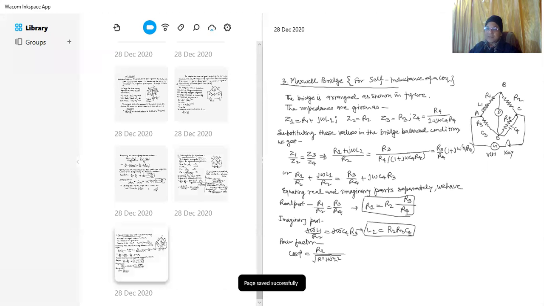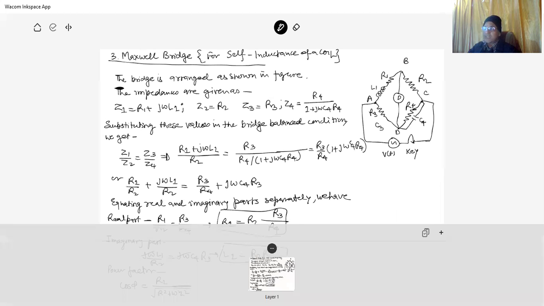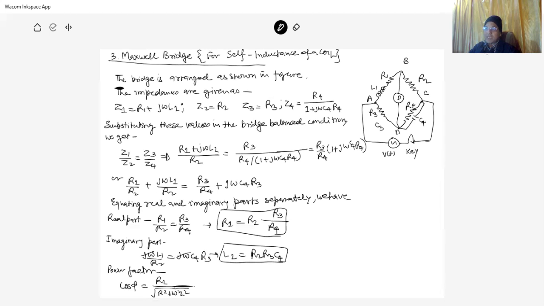The last one is the Maxwell bridge. This bridge is used to determine the self-inductance of the coil. In the given circuit, L1 is the coil whose self-inductance can be determined, with R1 connected in series. From A to B is one arm, from B to C the arm is R2, and A to D is R3. Here there is no C3, so no need of it at all. Then R4 and C4 are in parallel.